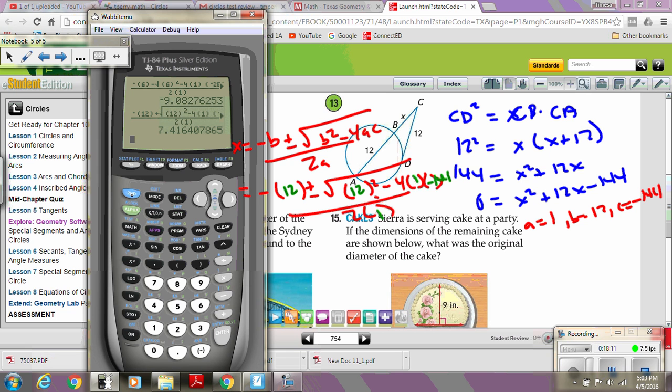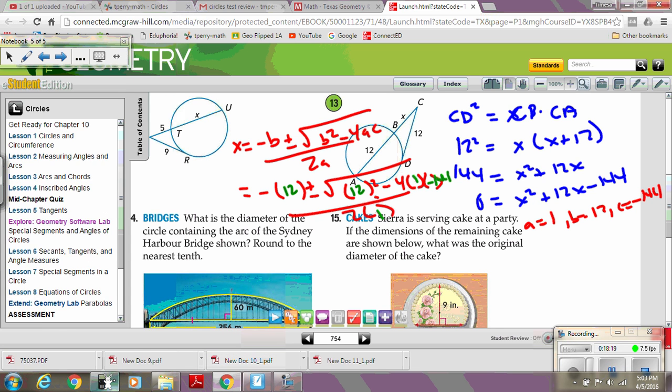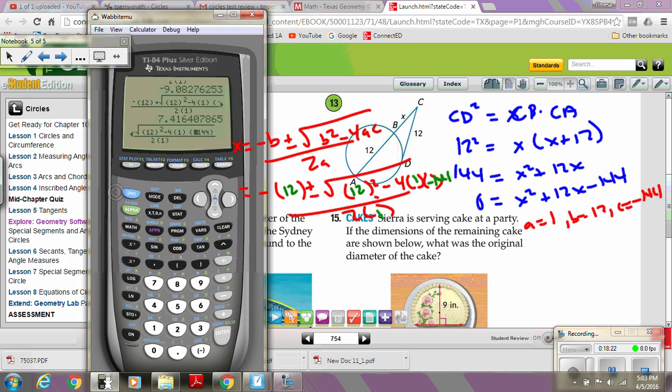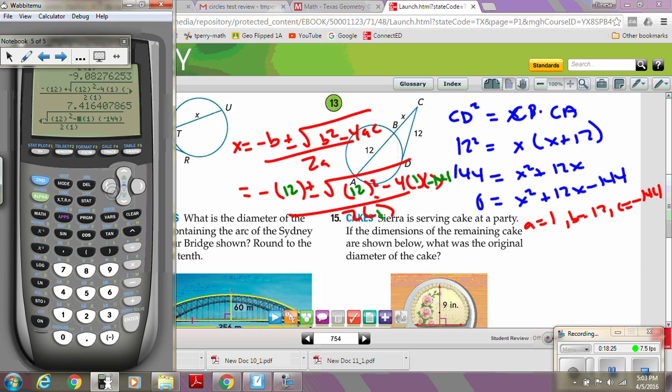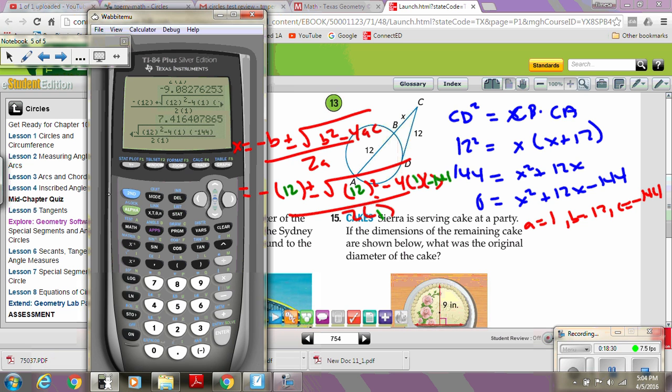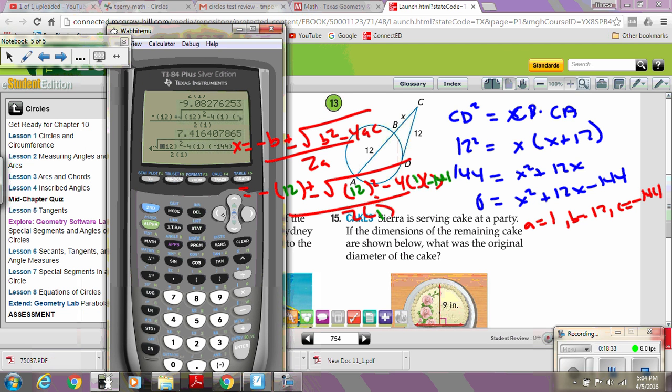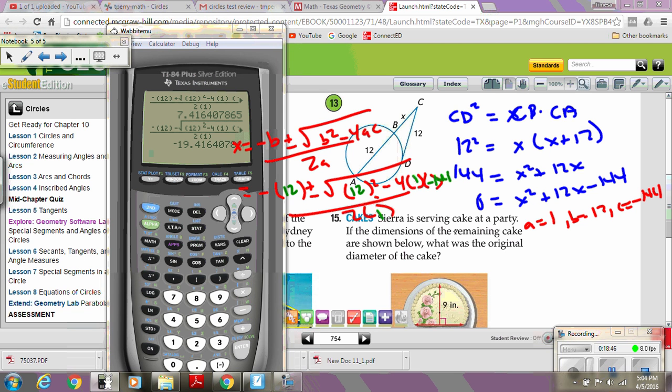So don't forget that. Now second, enter, and let's change it to minus. No, come back. Stop moving. I don't know what's going on with this. It's being a little stubborn right now. All right, change it to minus. And you get negative 19.4. So we're only going to use 7.4. So x is approximately 7.4.